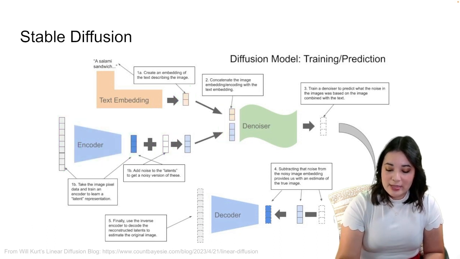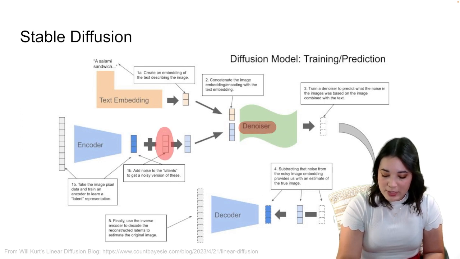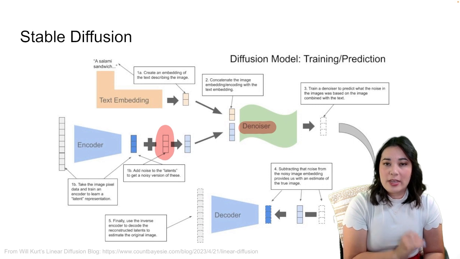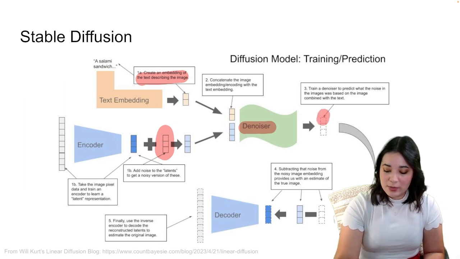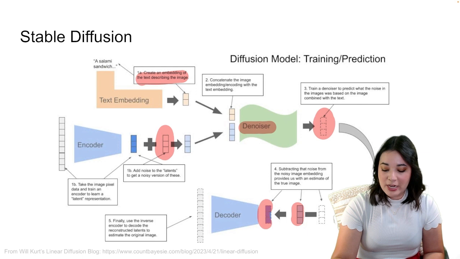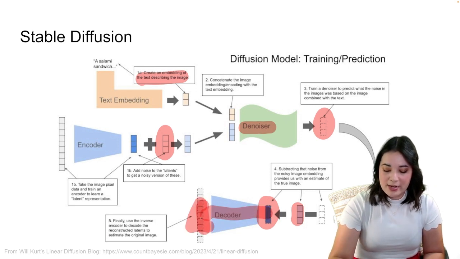These two are fed into a denoising model. Like the name suggests, the purpose of this denoising model is to predict what the noise was that we added to our image representation. And it's able to use the caption that we provided in order to do that. Once it predicts what that noise is, it can then subtract that noise from our noisy representation to get what it thinks is the original hidden representation of our image. That now noiseless representation is sent through the decoder to create an image.